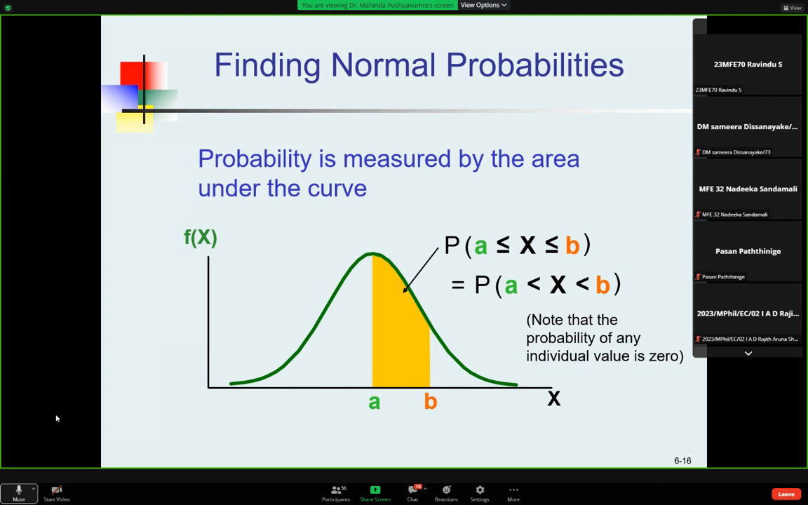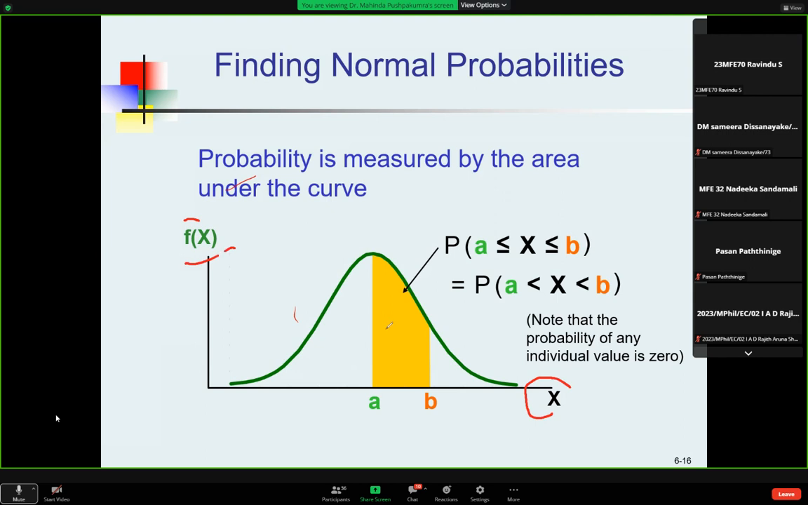Now I'm moving to a very important section where I'm going to introduce the normal distribution table, and how to read probability from the table. Now if you take this curve or this chart, this is the X and this is the f(x).